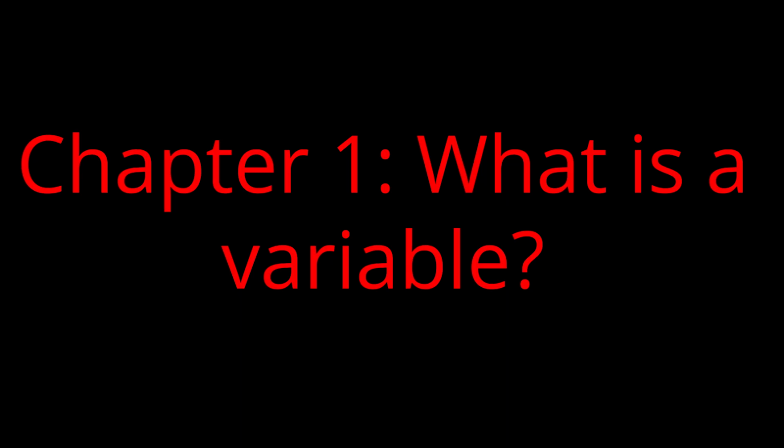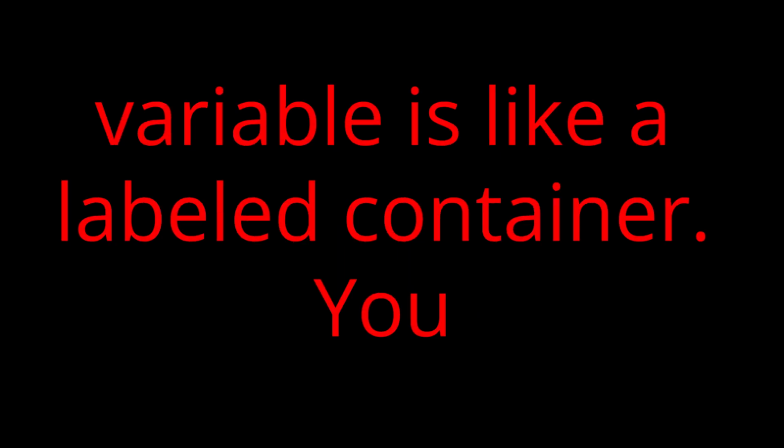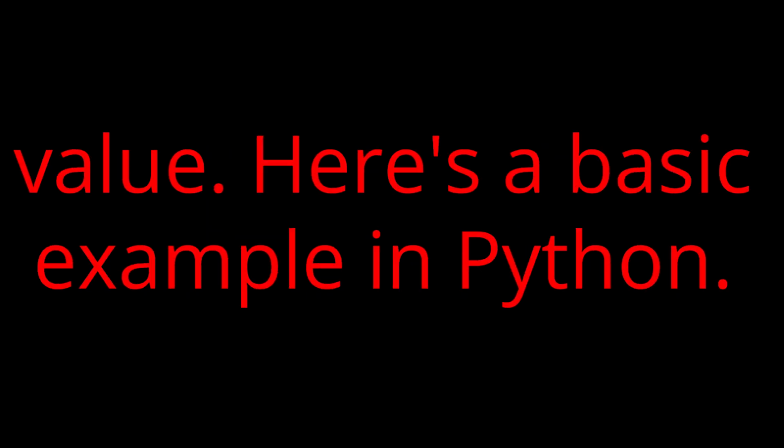Chapter 1. What is a variable? Let's start with a simple question. What is a variable? In Python, a variable is like a labeled container. You use it to store a piece of information, which you can then use and change throughout your program. Think of it like writing someone's name on a sticky note and attaching it to a box. That name is the variable, and the box holds the value.